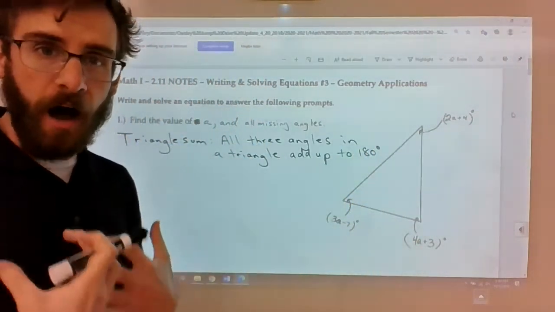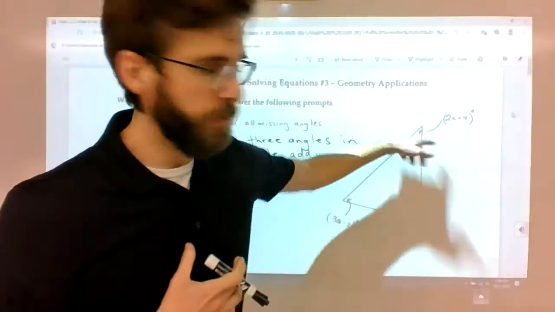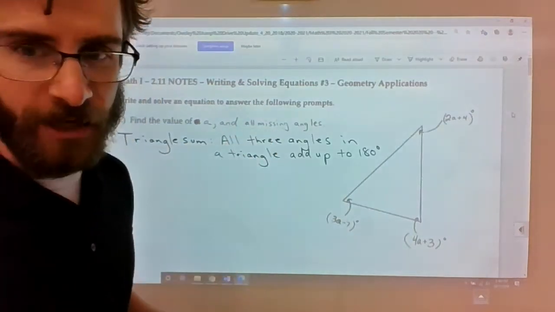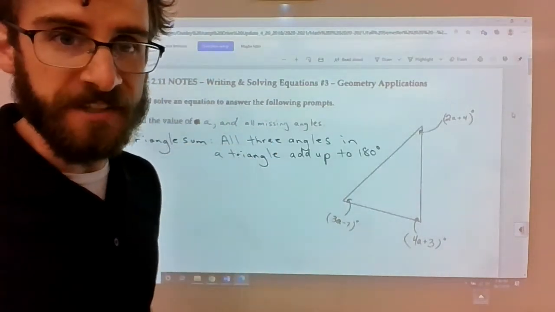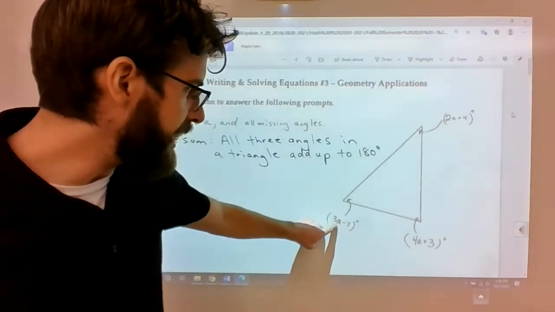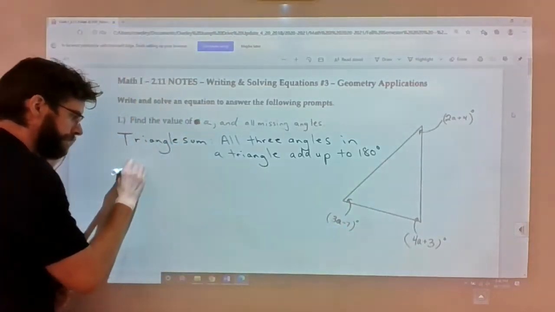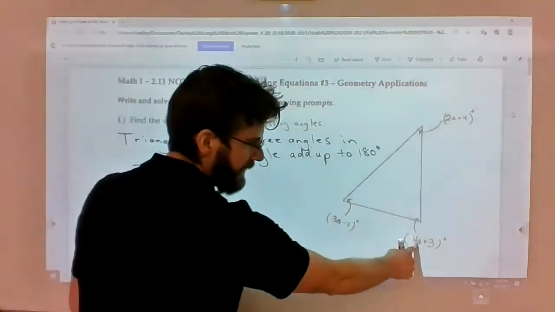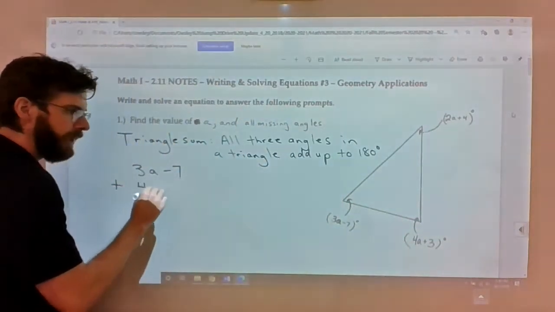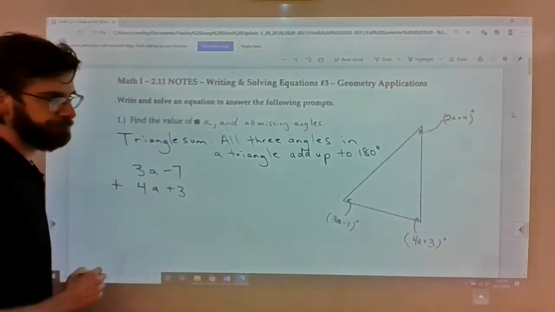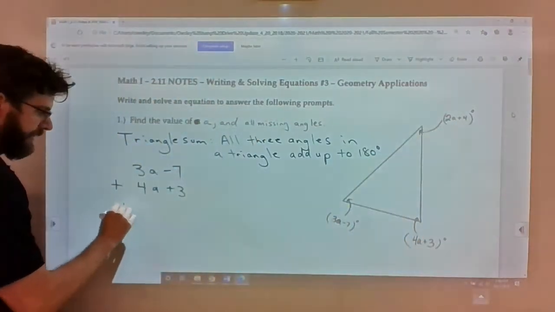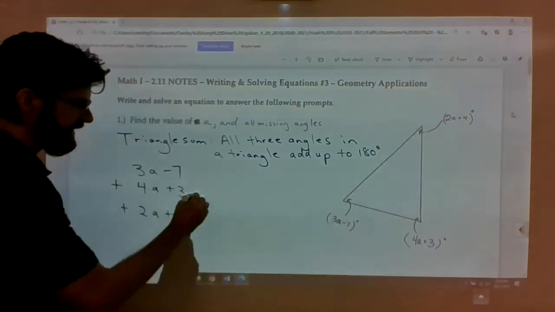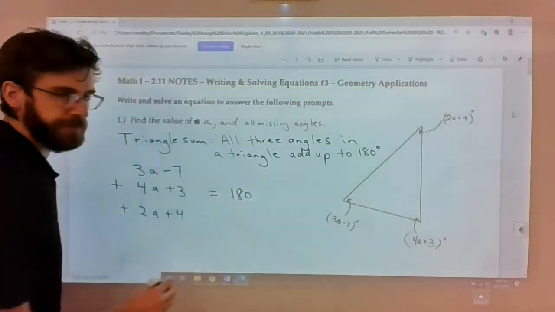So if they're asking us to determine the value of A, which is the variable that exists in each expression, and the measures of the missing angles, we just add them all up and set it equal to 180. So 3a minus 7, and I'm going to stack them vertically, plus 4a plus 3, plus 2a plus 4. These three angles added together come out to be 180 degrees.